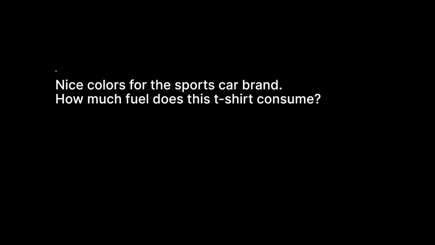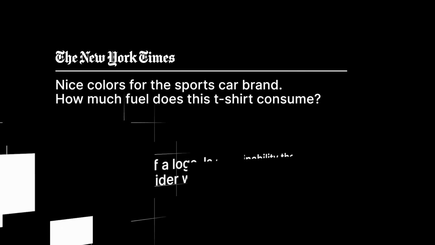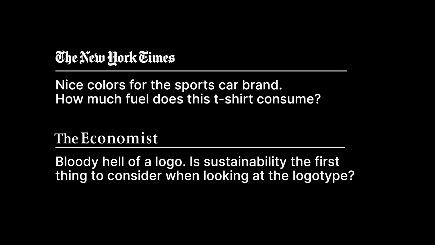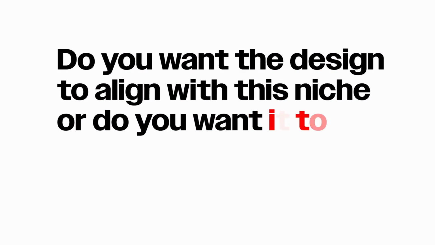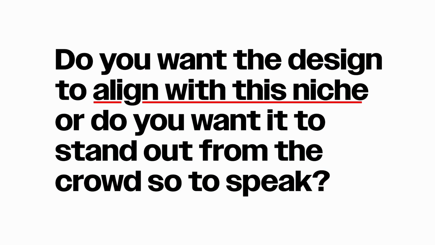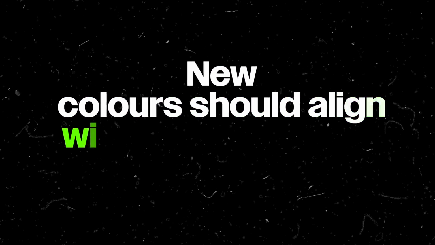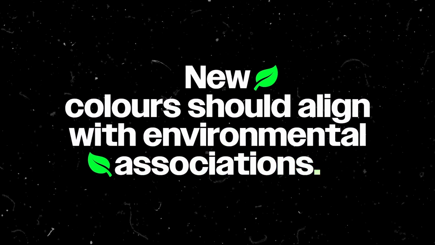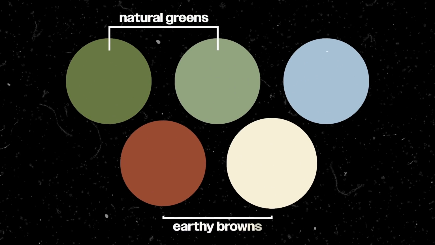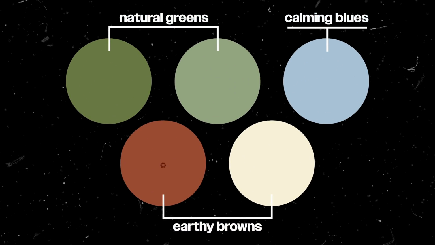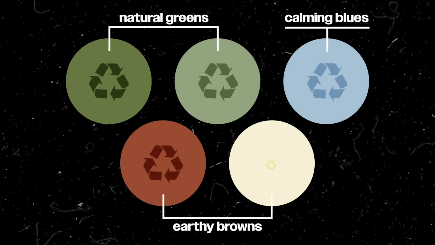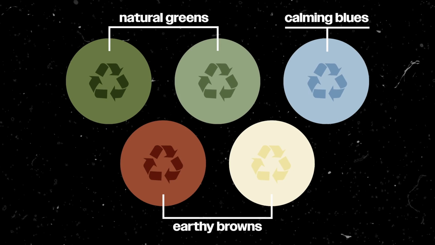Are there any colors that are no longer aligned with sustainability, or do some colors just feel outdated or not in line with the current design brand? Do you want the design to align with the niche, or do you want to stand out from the crowd, so to speak? For this project, we will consider how the new color aligns with the environmental associations. Colors such as natural greens, earthy browns, and calming blues often resonate with eco-friendliness and eco-consciousness. But do you actually want to go along with that?